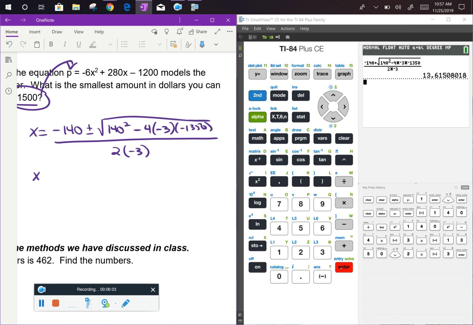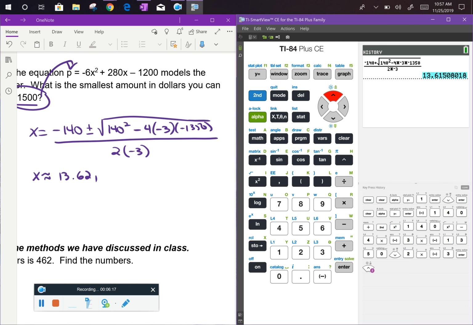So on our paper, we write x is approximately equal to 13.62. Is everybody cool with that? Yes or no? Yes? All right. Now, here's where the efficient calculator use comes in. Arrow up until you are on that whole big formula. Is everybody there? Yeah? Hit enter. It's going to retype that whole formula for you. Y'all see that? Yeah?